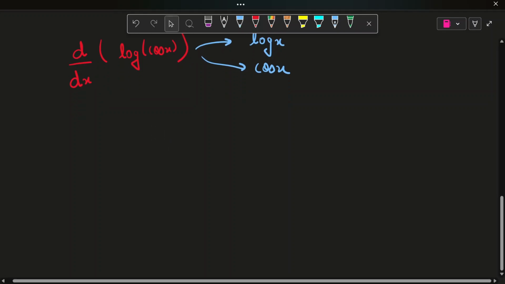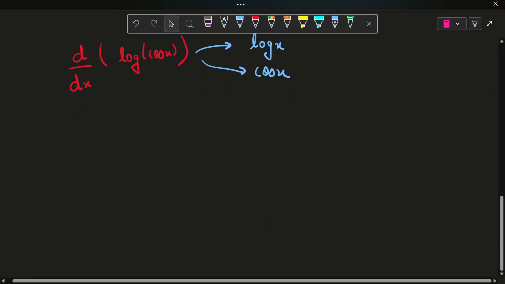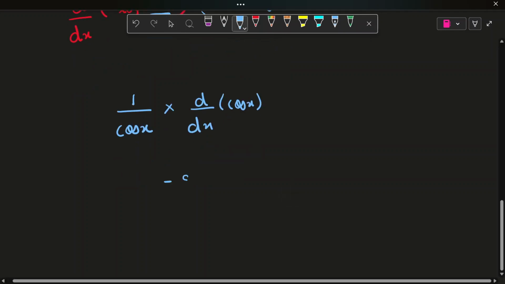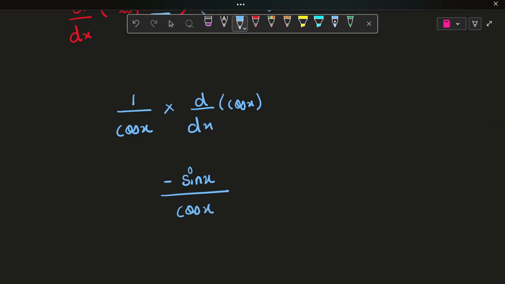So d by dx of log x is 1 over x, but in this case the x is cos x. So d by dx of log of cos x would be 1 upon cos x, and now we'll have to differentiate this cos x once again, because this is a function in function question and we have to apply the chain rule. So times it would be d by dx of cos x, and the differentiation of cos x is negative sin x, and in the denominator we have cos x already. So the final answer would come out to be negative tan x.